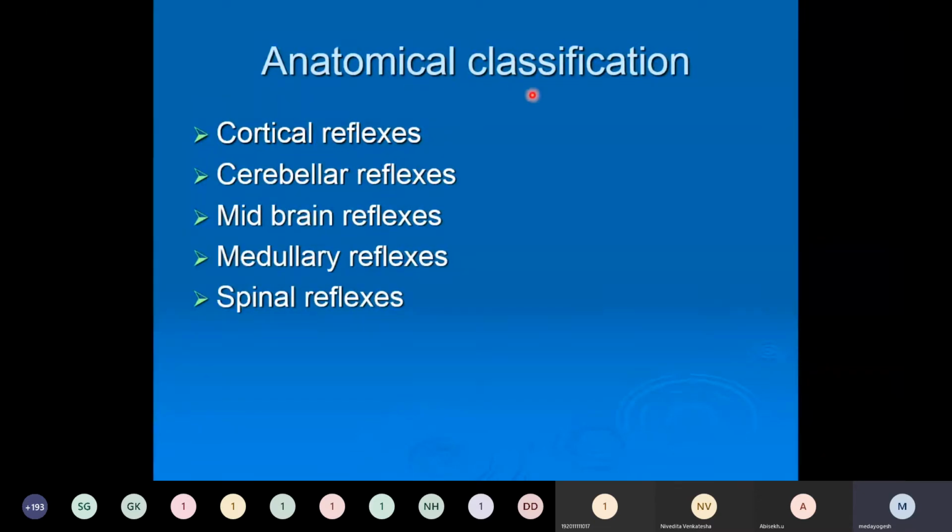The next classification is the anatomical classification. This is based on where the center is present. If you remember the first diagram I showed you of the reflex arc, where was the center? The center was in the spinal cord. So we call those spinal reflexes. If the center is in the cortex, we call them cortical reflexes. If the center is in the cerebellum, we call them cerebellar reflexes. Like that, depending on where the center is, these reflexes are classified. So you have midbrain reflexes and medullary reflexes.